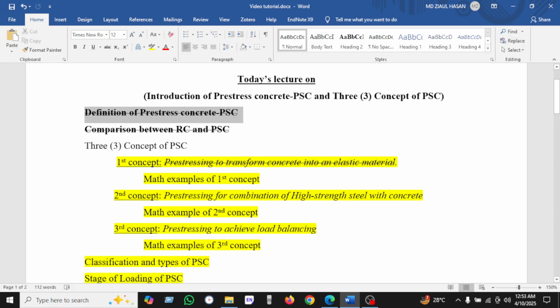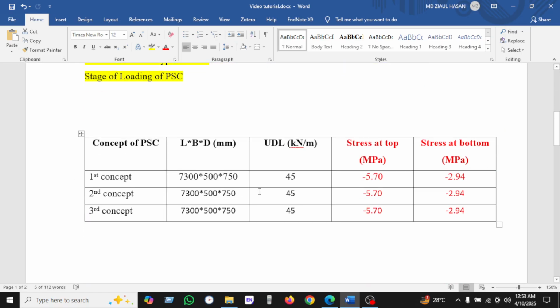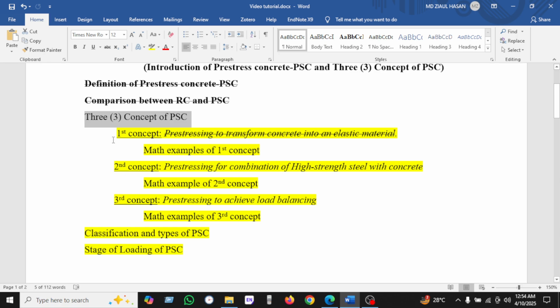Firstly, I defined prestress and then compared RC and prestressed concrete. And these are the three types of concept: the first, second, and third. In all of them we have been seeing the same dimensions of the beam, and the top stress and bottom stress are all the same. We have found this in the three concepts.